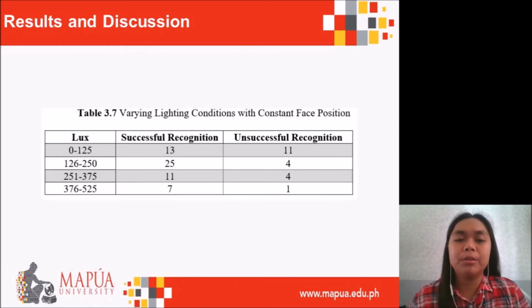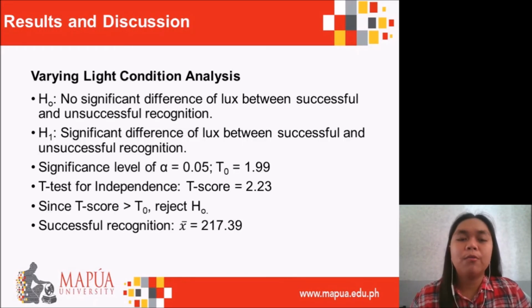So the data now shown is the varying lighting condition with constant face position. So we've totaled the successful recognition and unsuccessful recognition with the range of the lux. For the varying light condition analysis, we've implemented t-test for independence, with a null hypothesis that states no significant difference of lux between successful and unsuccessful recognition, while the alternative is that there is a significant difference of lux between successful and unsuccessful recognition, with the significance level of 0.05, with the t-null equal to 1.99.